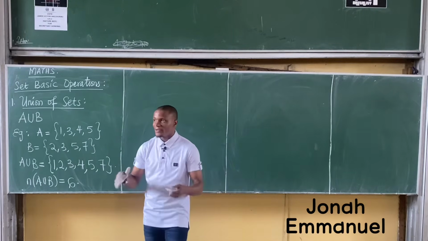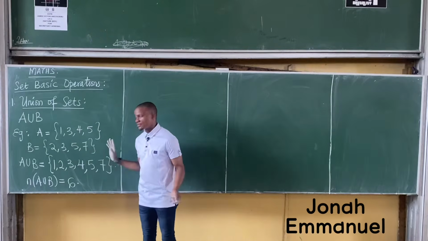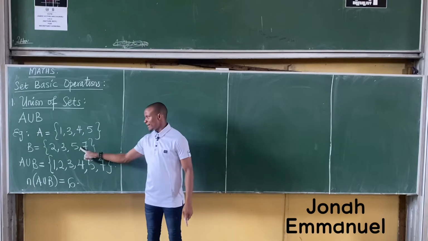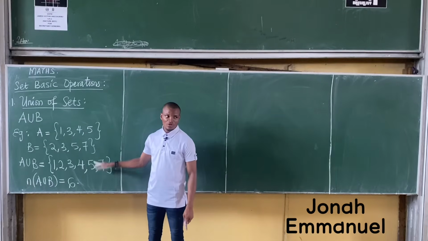What's A union B? Simply combine the elements. That's it. Combine this and this without repetition. This is 5, 5. Don't say 5 over 5. No. Just 5, 7. That's it.